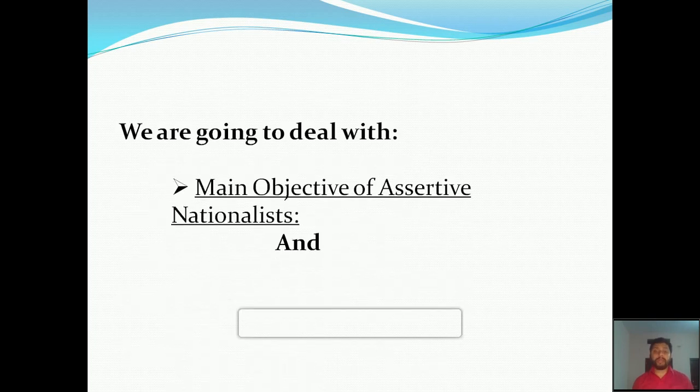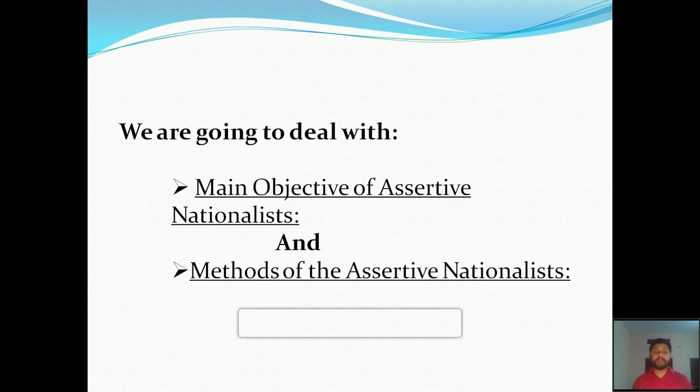And today we are going to focus on two important points. First one, the main objective of assertive nationalists. Assertive nationalist people or ideology had an important objective, an important aim. And the second one which we are going to discuss is the different methods of the assertive nationalists, which were the methods used by them in order to attain the freedom of our country. So these are the two important points which we are going to discuss today.